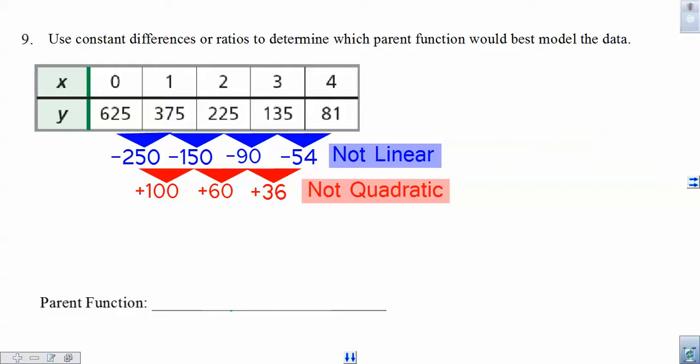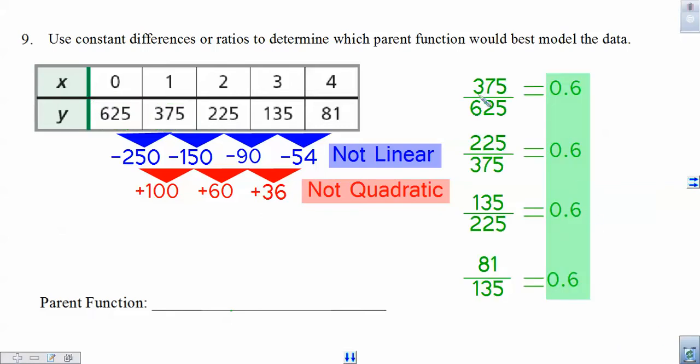Next, let's do ratios. To do the ratio, let's take the second number and divide it by the one before it. 375 divided by 625. We do the same thing with the other ones. So 375 divided by 625, we get 0.6. Here, 0.6. Here, 0.6. Dividing all these in their order, we get 0.6 every single time. So that means, since we have a constant ratio, this parent function is exponential.